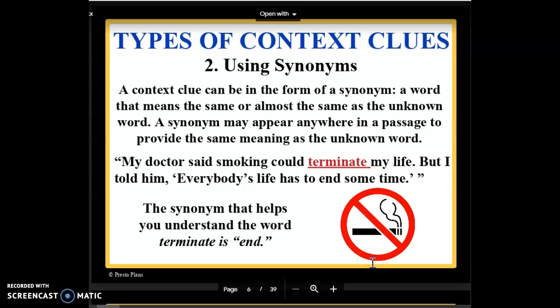So, using synonyms. A context clue can be in the form of a synonym, or a word that means the same or almost the same. Remember, synonym, same, as the unknown word. A synonym may appear anywhere in the passage to provide the same meaning as the unknown word. "My doctor said smoking could terminate my life, but I told him everyone's life has to end at some time." So here, our synonym for terminate is end.